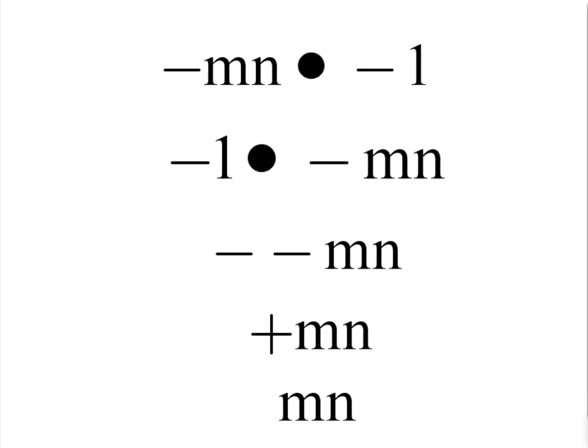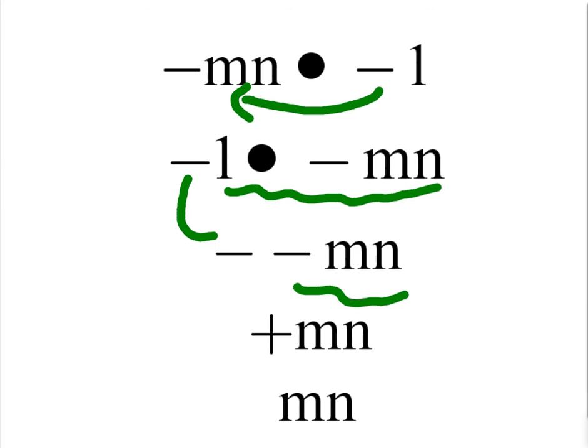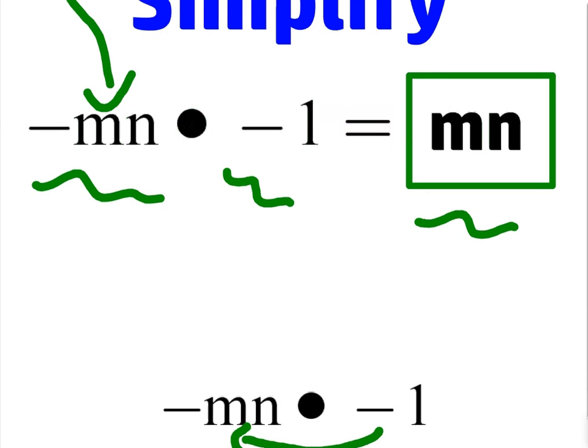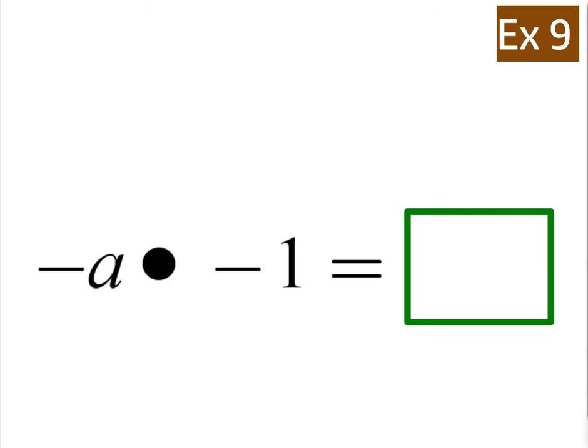And again, here's kind of like a little proof to show why that is. We can reverse this because of the commutative property of multiplication. Then you have 1 times that, negative mn, which gives you negative mn. You can go ahead and leave the negative there. That's out front. Two negatives make a positive, and therefore your answer is mn, which is why that is true. So a negative number times negative 1, this is the rule, gives you the positive number a back.